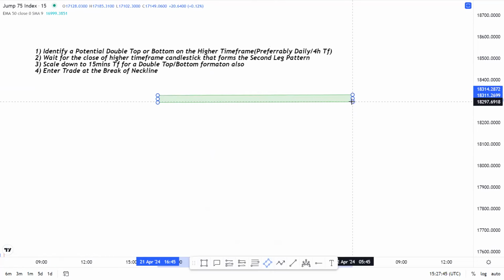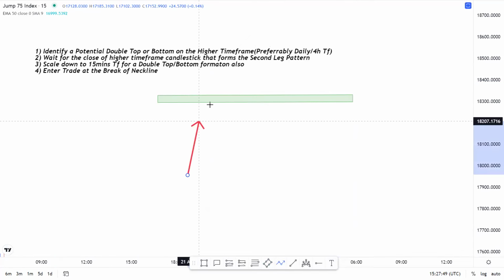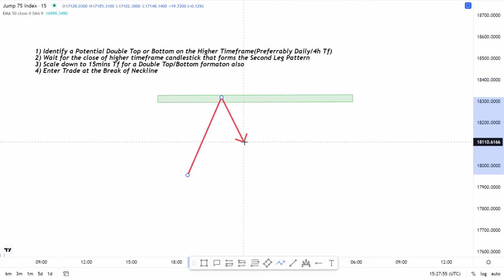Number one, the rule here states: identify a potential M pattern. Let's assume this is our hourly time frame. Price must have tapped into this level, and then we had a sell-off from the level. And very quickly, we came back into the level a second time. And then this is the second leg.